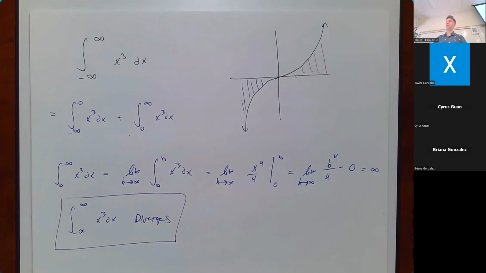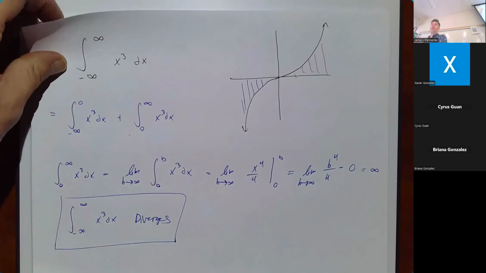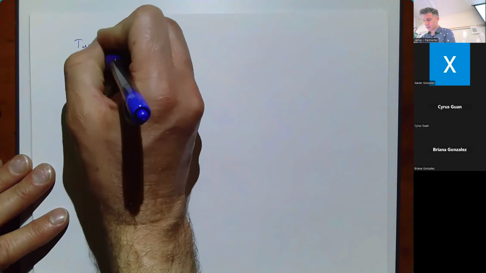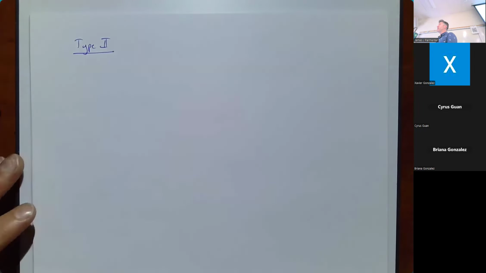Let's look at some other examples. I should say, let's look at type 2. So type 1 is when one or both of your limits of integration are infinity or negative infinity. When I say both, I mean one is negative infinity and one is positive infinity. You could have both being infinity, but that wouldn't be very sensible. The other type, type 2, is when the function you're integrating is undefined somewhere in your interval of integration.